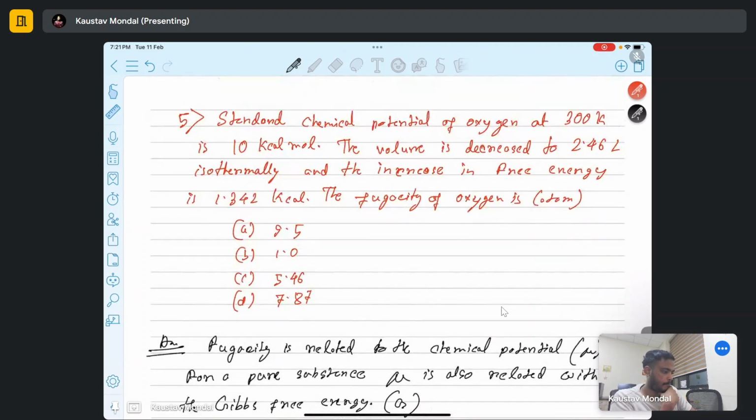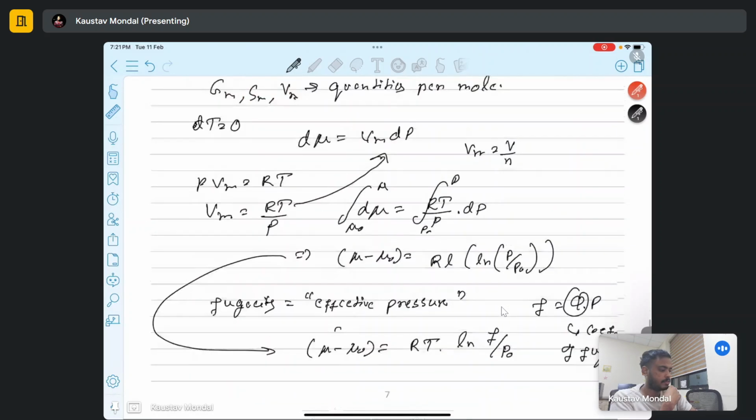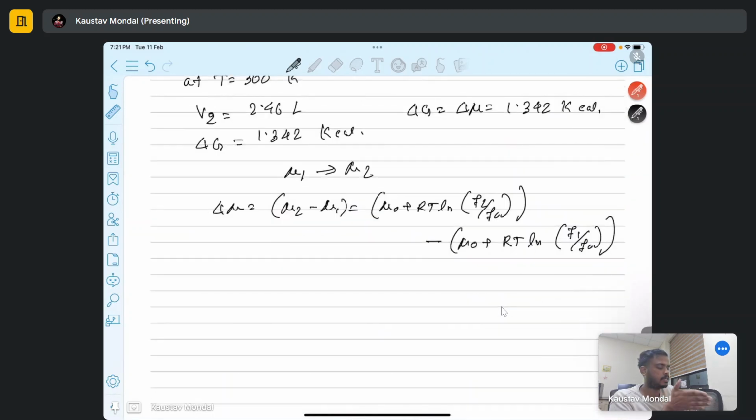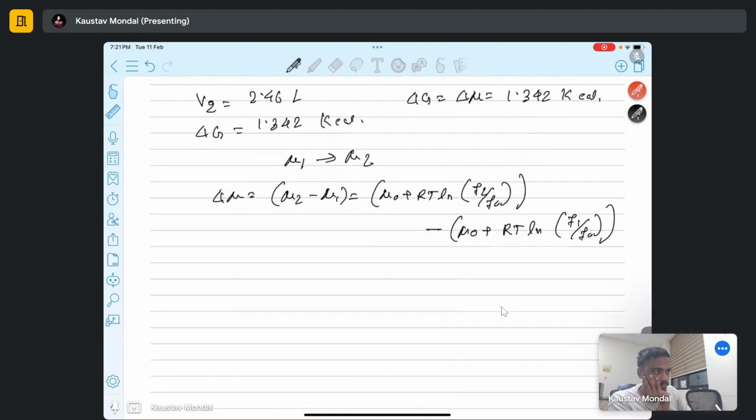So volume is changing. Fugacity will be that particular state's corresponding effective pressure, right? So now delta mu will simply equal, mu naught and f naught will cancel, so RT ln f2 by f1. Now here one important thing is there.